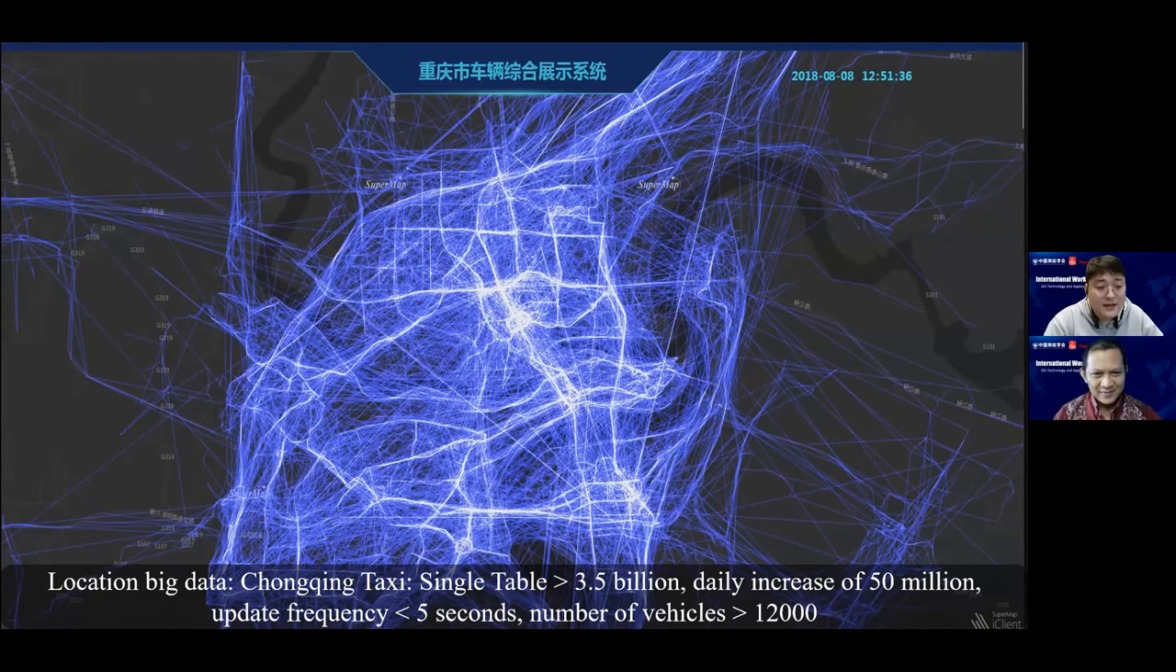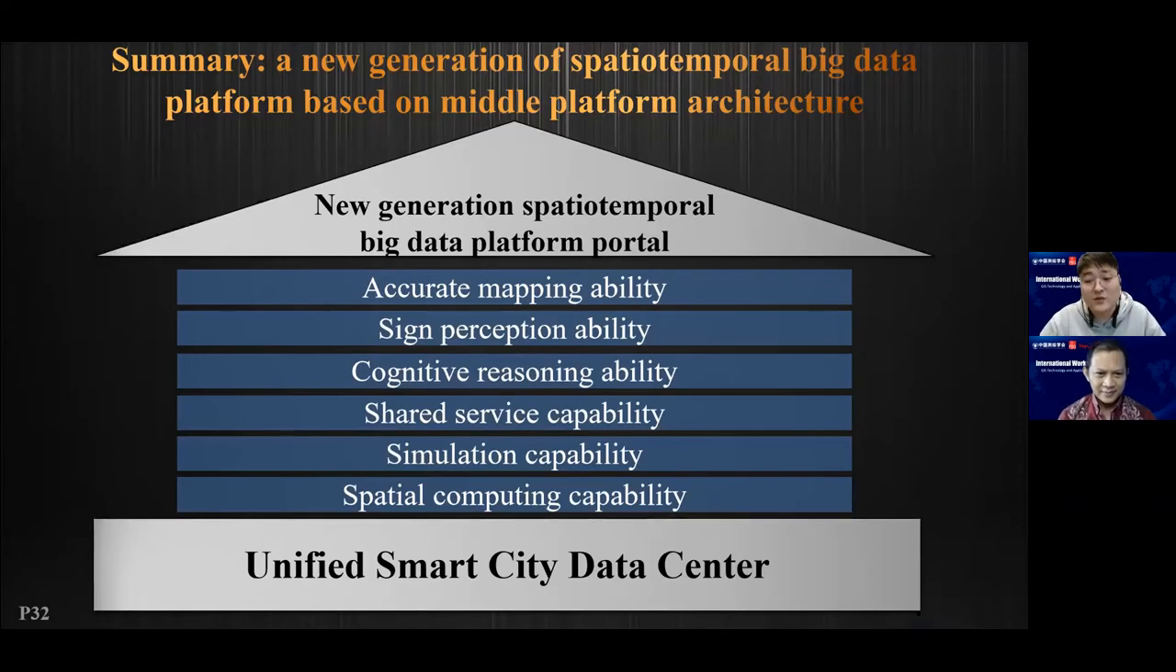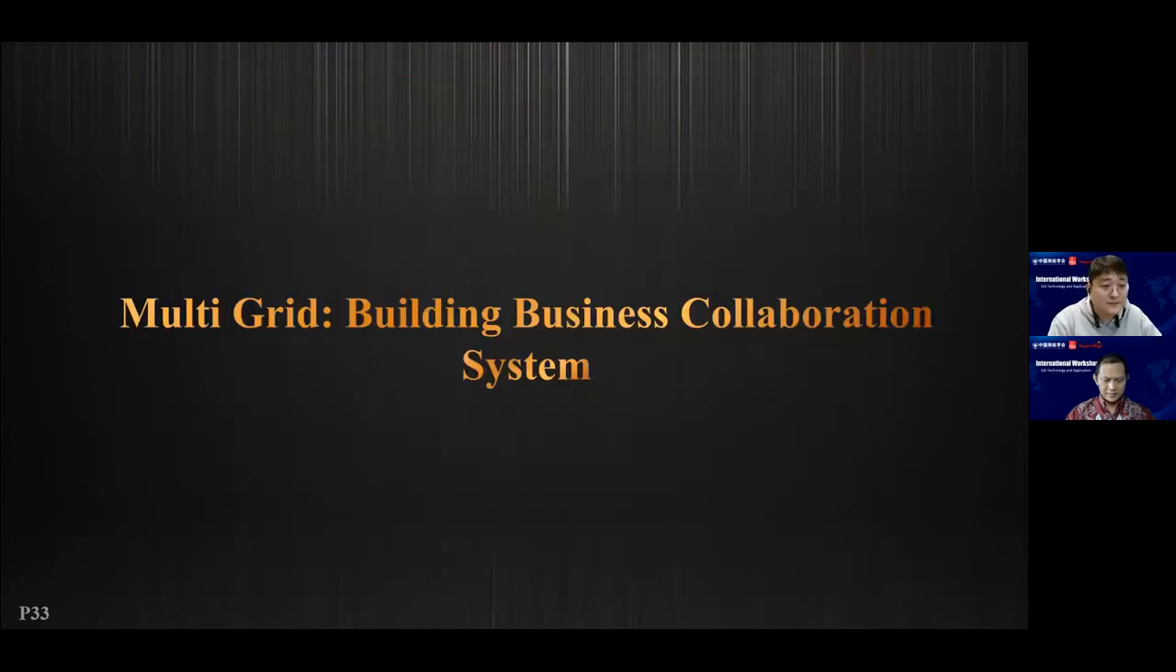Next is the location big data. This is one case about Chongqing taxi, and the data volume is also very big. Because of the time, I will go through the next content quickly. As a summary, the one middle platform has mainly six capabilities: accurate mapping ability, sign perception ability, cognitive reasoning ability, shared service capability, simulation capability, and spatial computing capability. Okay, now we go to the next topic, which is the multi-grid, for building a business collaboration system.